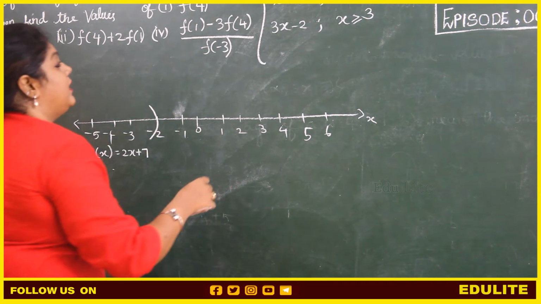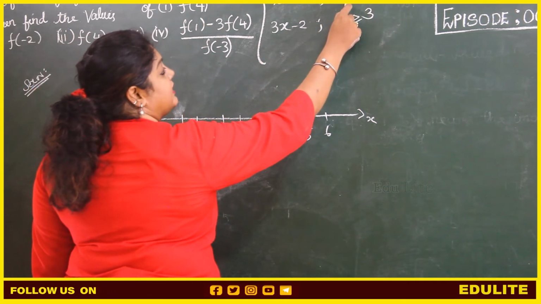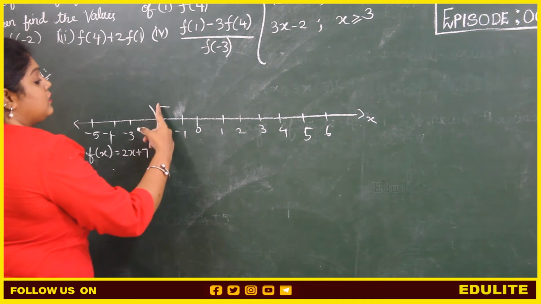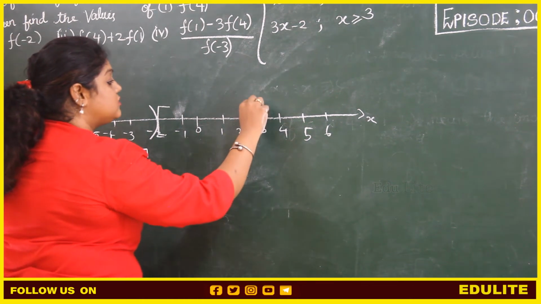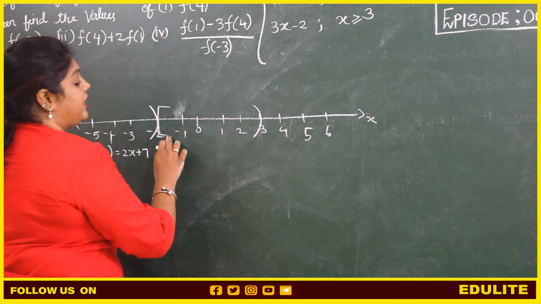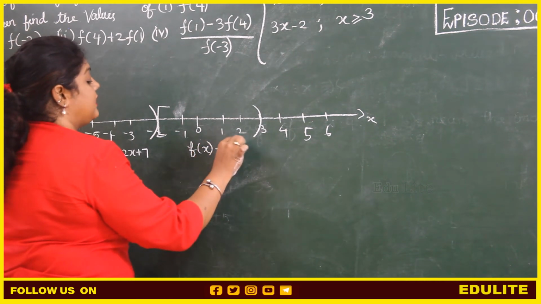Next, the second one is if x varies between minus 2 and 3, where minus 2 is included, therefore I am using closed brackets. The closed bracket represents that minus 2 is also included, whereas 3 is not included, so we are using an open bracket. When x varies between these, then f of x value is x squared minus 2.